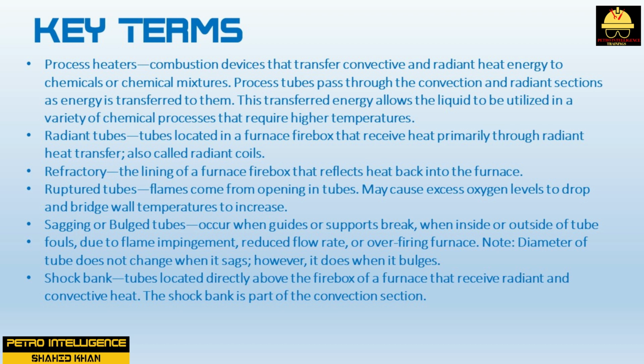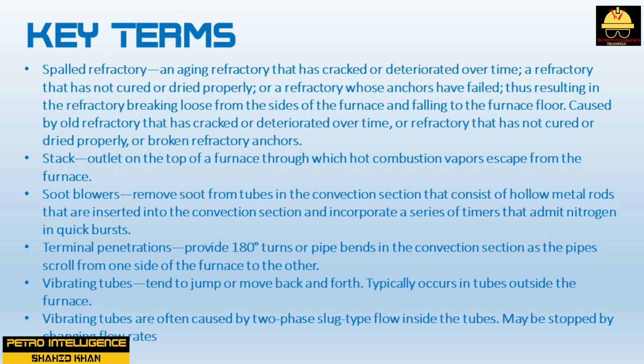Shot bank tubes are located directly above the firebox of a furnace and receive radiant and convective heat. The shot bank is part of the convection section. Spalled refractory is an aging refractory that has cracked or deteriorated over time, a refractory that has not cured or dried properly, or a refractory whose anchors have failed, thus resulting in the refractory breaking loose from the sides of the furnace and falling to the furnace floor.